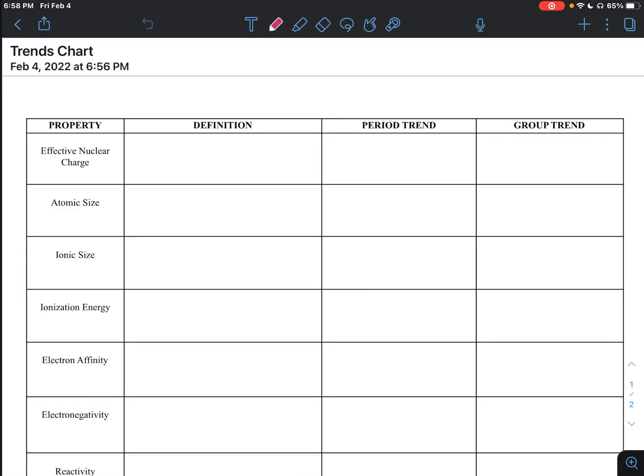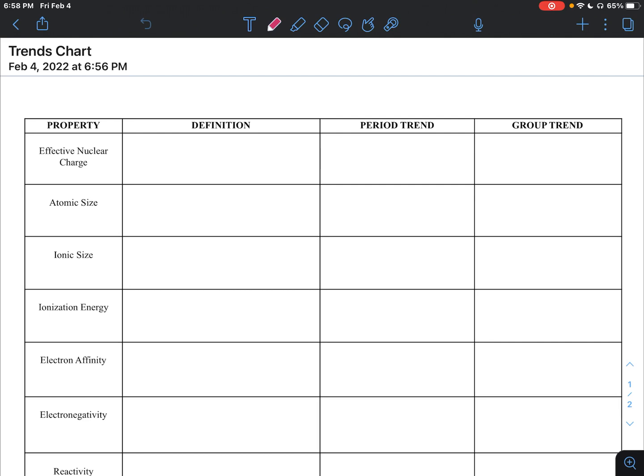So if you have your trends chart, you want to write down at the top here and left to right here, that will help you, and then we don't have to write that every time. We don't have to say as you go down it increases or decreases.